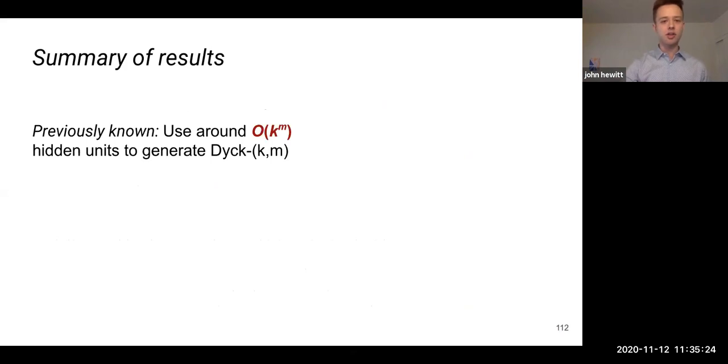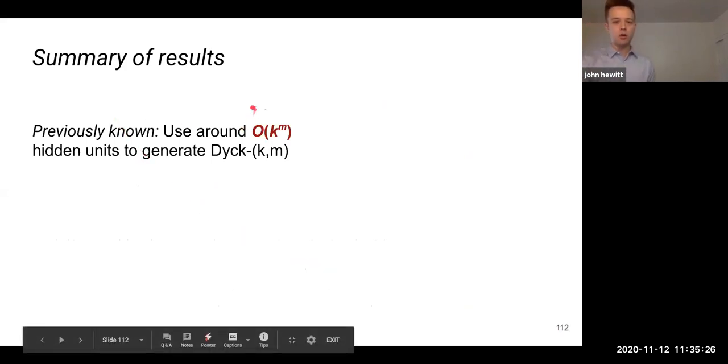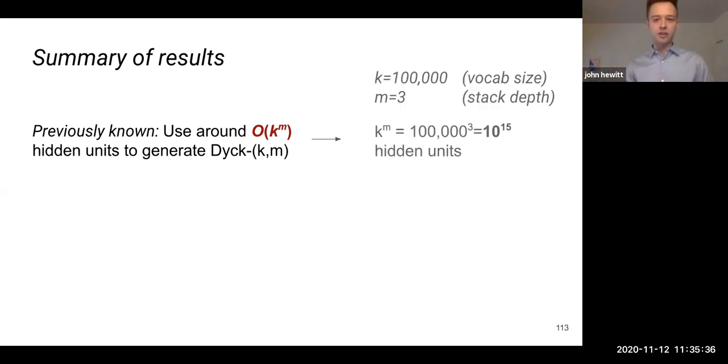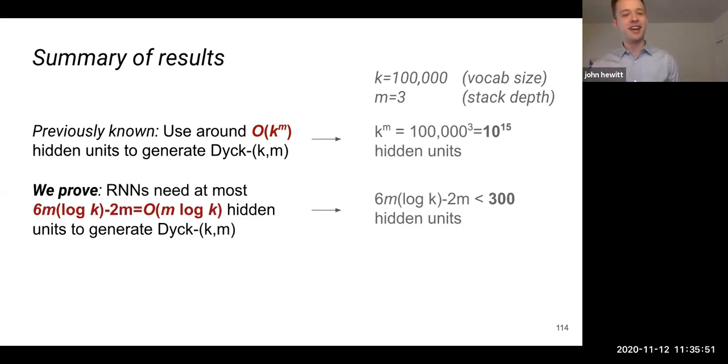So just to make that concrete, previously known, you could use around O of k to the m. You could probably use O of k to the m over 2, but that doesn't help too much. That's the square root of that. So just giving it some concrete numbers, you've got maybe 100,000 words in your vocabulary, m is 3. So you need 10 to the 15 hidden units. And I know we love big language models, but no one is building language models that big yet, ever probably. So what we prove is that actually RNNs need at most O of m log k.